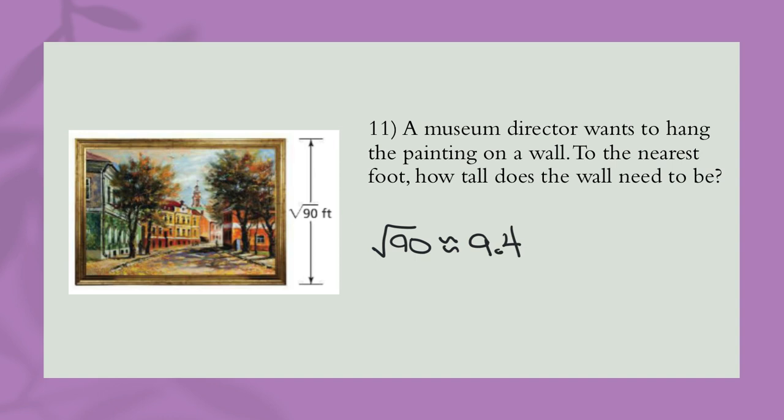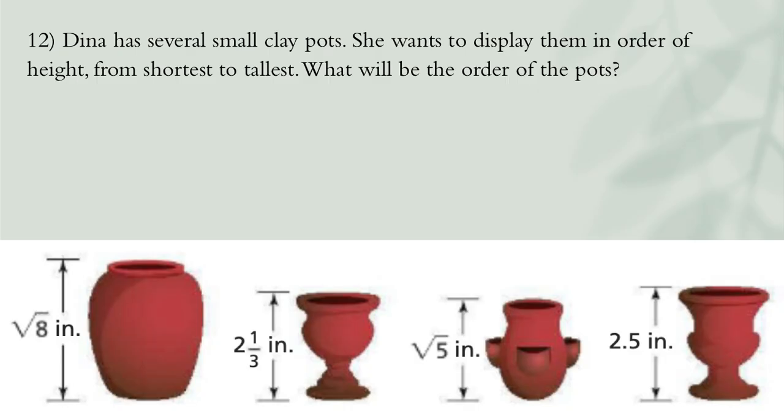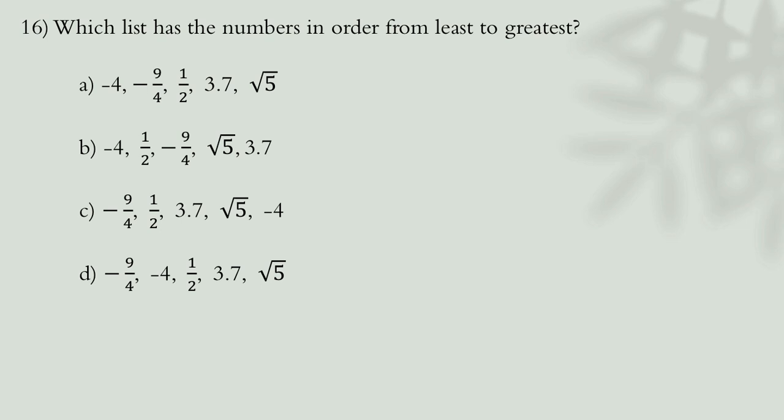Okay? All right. I don't want 12. We're going to do 16. Question 16: which list has the numbers in order from least to greatest? Cameron.